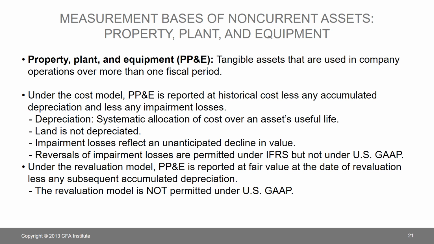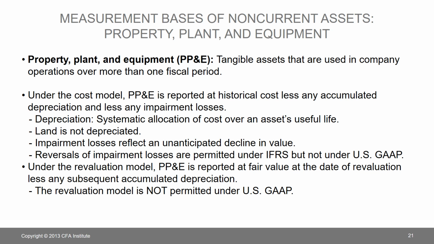Land is not depreciated. PP&E is presented on the balance sheet net of depreciation, and depreciation expense is recognized in the income statement. The choice of depreciation method and the related estimates of useful life and salvage value affect both a company's balance sheet and income statement. Whereas depreciation is the systematic allocation of cost over an asset's useful life, impairment losses reflect an unanticipated decline in value.